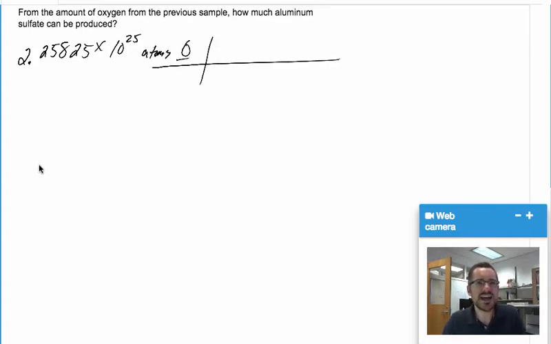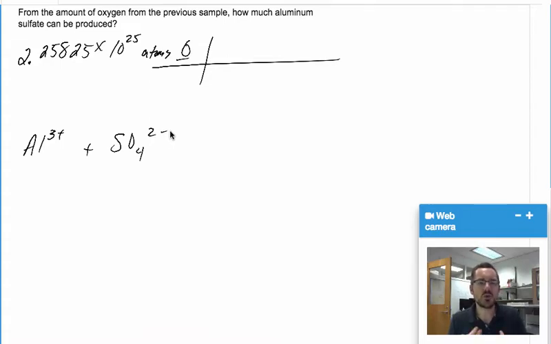The question is, how do I deal with my aluminum sulfate? Well, there's 2 compounds. I either have a molecular compound or an ionic compound. Aluminum sulfate is ionic because I see a sulfate, and sulfate is a polyatomic anion. So aluminum is Al 3 positive, and sulfate is SO4 2 negative.